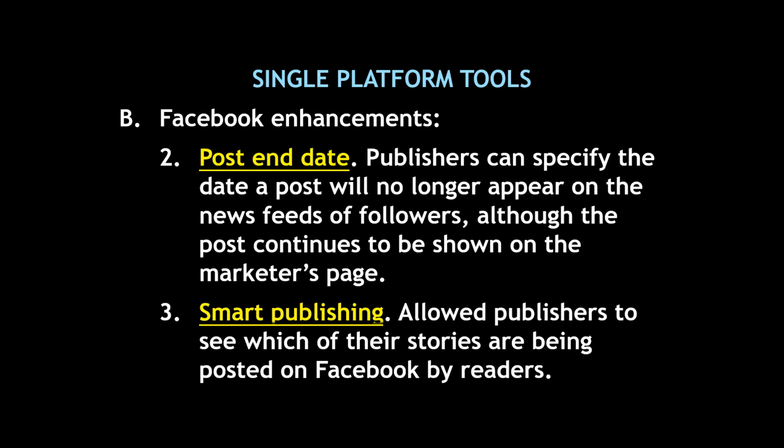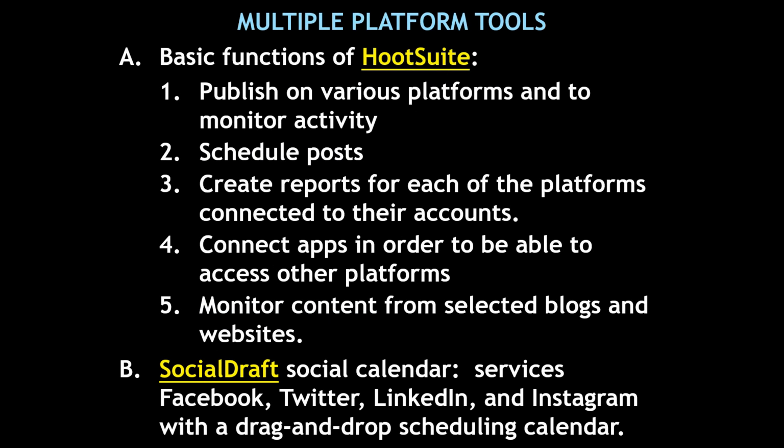Smart Publishing allows publishers to see which of their stories are being posted on Facebook by readers. So it helps you to be able to see how many people are sharing your content and how they're sharing your content. Multiple platform tools. This helps you to be able to navigate through more than just one particular type of social media platform.